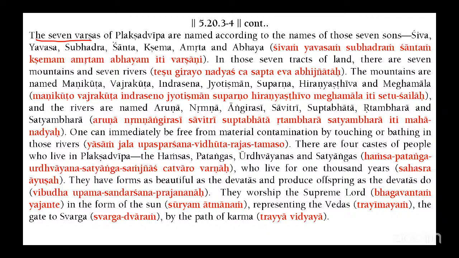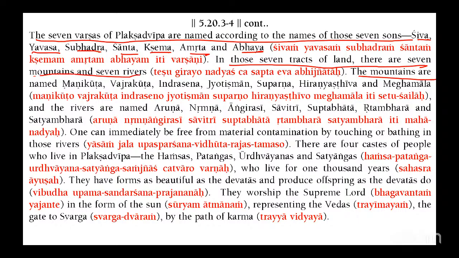So the 7 Varshas of Plakshadvipa are named according to the names of those 7 sons. What were the names of the 7 sons? Shiva, Yavasa, Subhadra, Shanta, Kshema, Amrita, and Abhaya. In those 7 tracts of land, there are 7 mountains and 7 rivers.